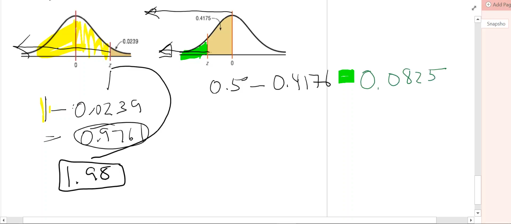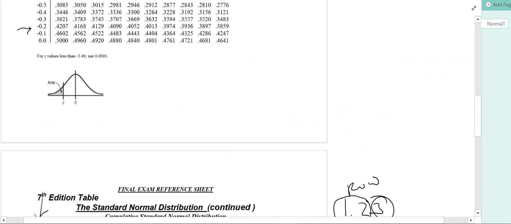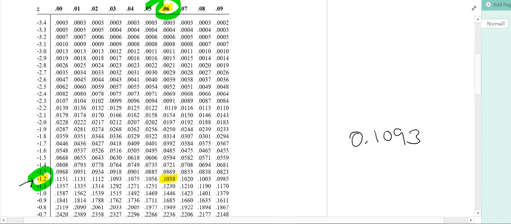0.0825. Once again, we're working with area here. I know from the table that the area below 0 is 1/2. Right? I know the area here in the shaded region is 0.4175. This total has to add up to 1/2, so if I subtract this one from 1/2, I get the area. That is what I need to know. Now I'll look up 0.0825 in the table. Get my marker ready.